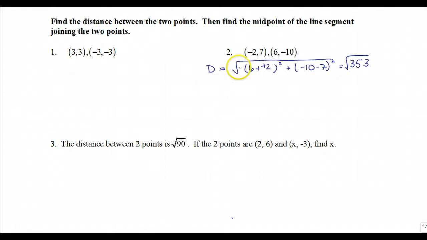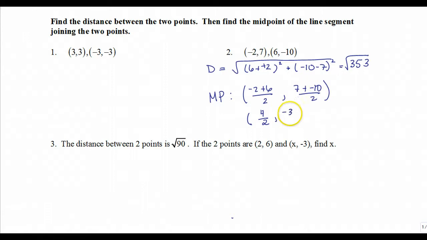And then I need to find the midpoint. Remember, the midpoint is the middle, the average. So I need to find the average of the x's. So that would be negative 2 plus 6 divided by 2, right? If you were to take the average of any two numbers, you would add them together and divide by 2. So 7 plus negative 10 divided by 2. That gives me 4 over 2, comma, negative 3 over 2, and 4 over 2 reduces, so I'm just going to do that right now. So midpoint and the distance.